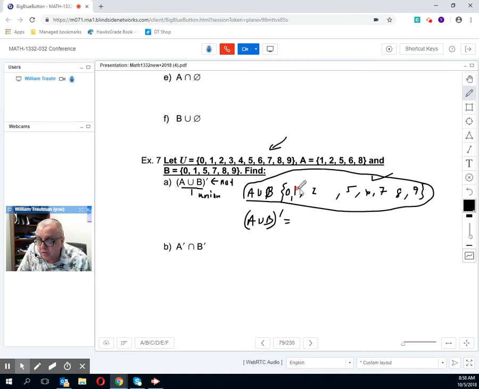If I have 0, 1, 2, if you look, 3 and 4 are missing. Those are the ones that are not in A union B. 3 and 4, 5, 6, 7, 8, 9. That's it. Just 3 and 4 are not in the union of A and B. Do you see that? So the answer to this problem is just 3 and 4. Just 3 and 4 are not in the union of A and B.